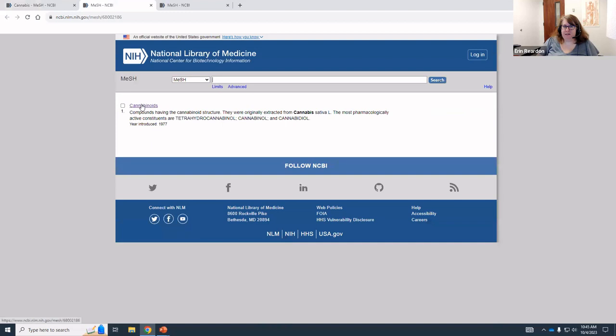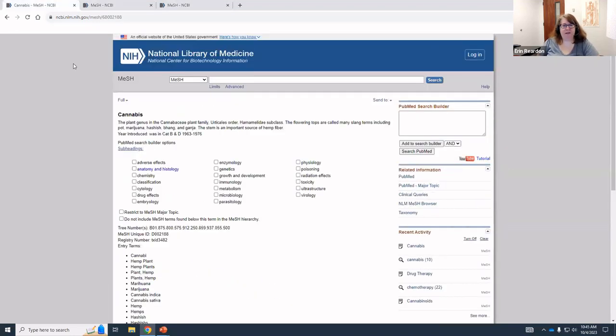Let's look at these. So this is a mesh term for... Why didn't it do anything? Okay, we're just going to have to search for that one on our own. So that's cannabis. I think that would be a good mesh term for us to add. So I'm going to click add to search builder here, and then I'm going to highlight that and copy it and paste it onto my list of keywords. And that's exactly how it has to be entered into PubMed to search for it as a mesh term. So I'm just going to add that to our list of keywords.